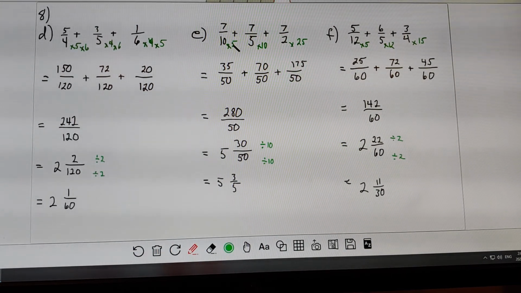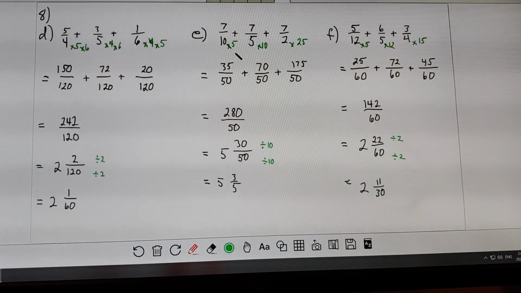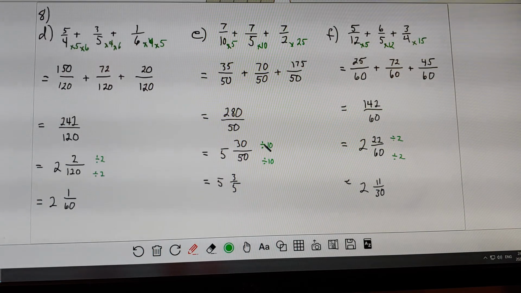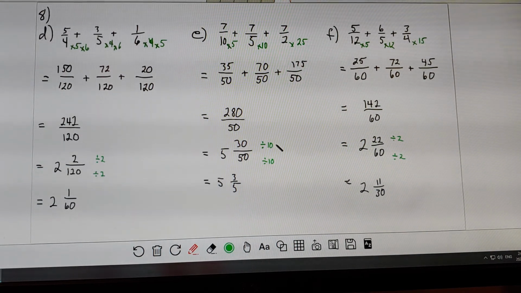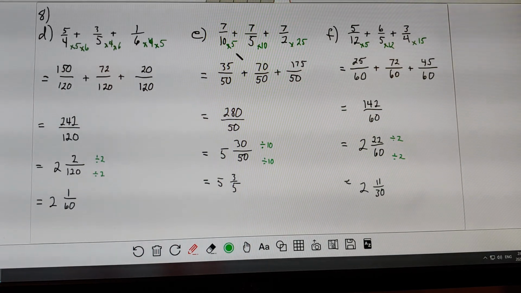For E, again, 2 improper fractions, 1 proper fraction, and I'm looking for a common denominator. You can instantly just multiply all three denominators together. It'll just mean you have more reducing at the end. That's okay. If you can make it smaller, sometimes it makes your life a little bit easier.